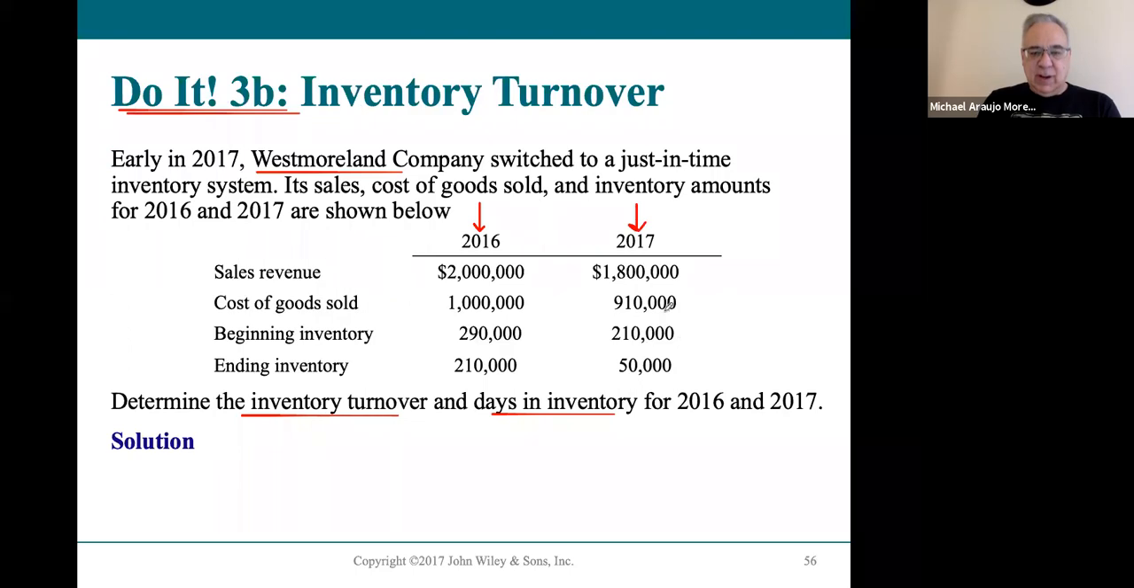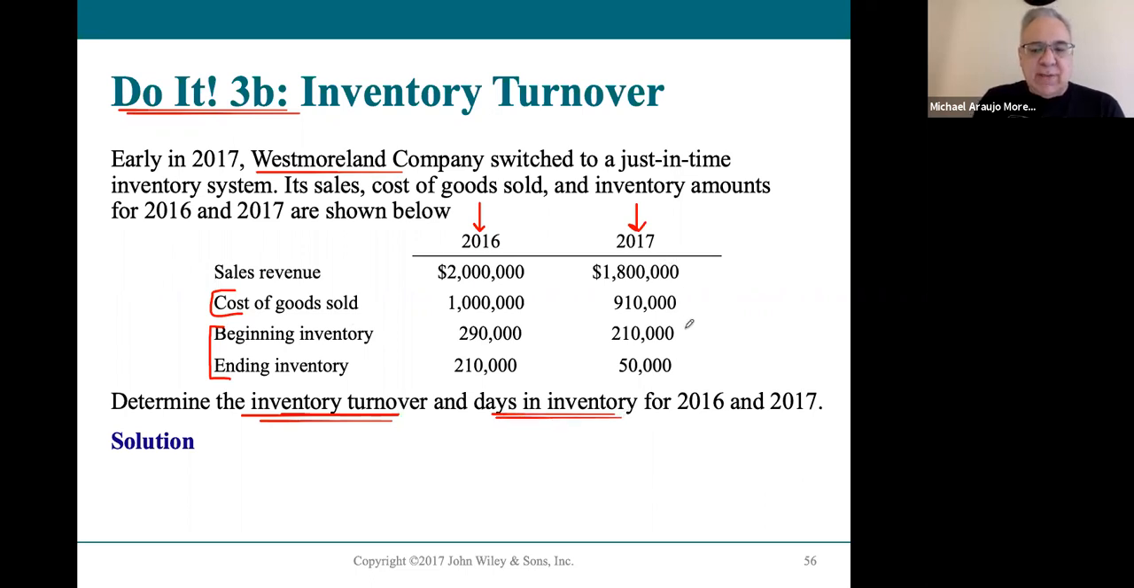The numbers are there. So what do you need to get the inventory turnover? Well, you need cost of goods sold. This is your starting point. And you're going to divide that over average inventory. So you take beginning and ending, add them together, divide by 2. That's how you get an average. Once you get that inventory turnover ratio, you put it under 365 to get the number of days.